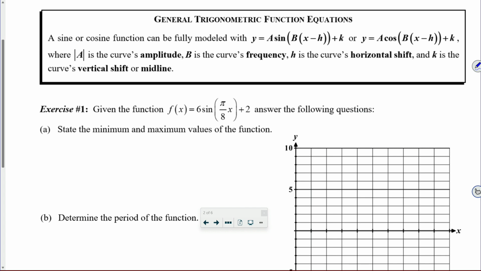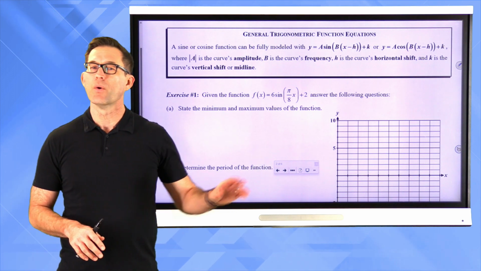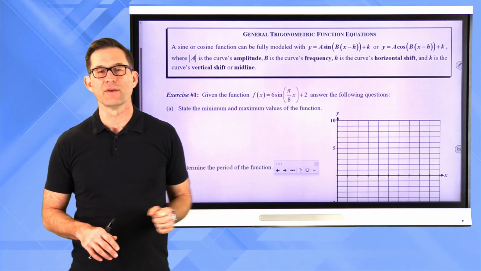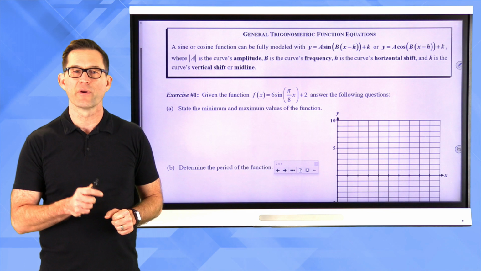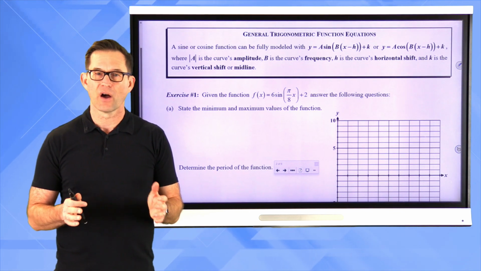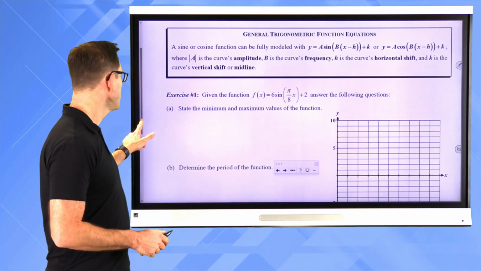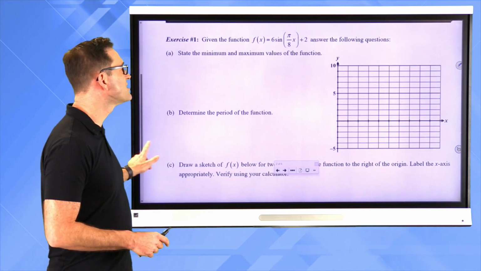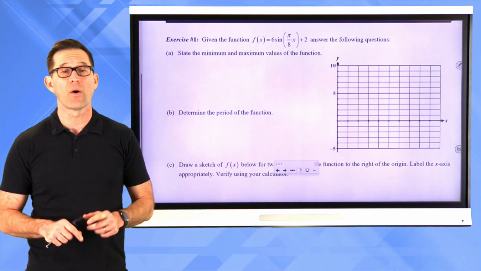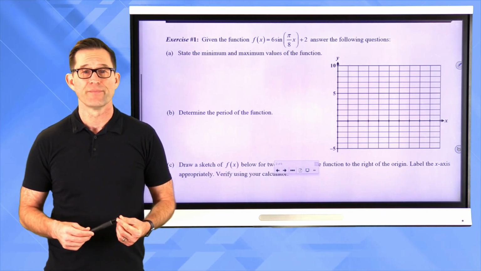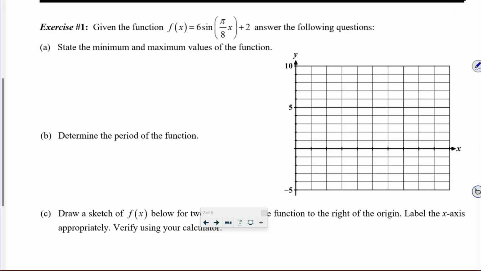All right, so each one of these transformations we have discussed in previous lessons, and we've really talked about them a lot. So let's jump into exercise number 1, where we see some, but not all of them. Exercise 1. Given the function f of x equals 6 times the sine of pi over 8 times x plus 2, answer the following questions.